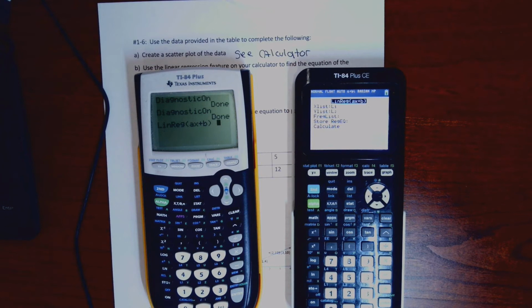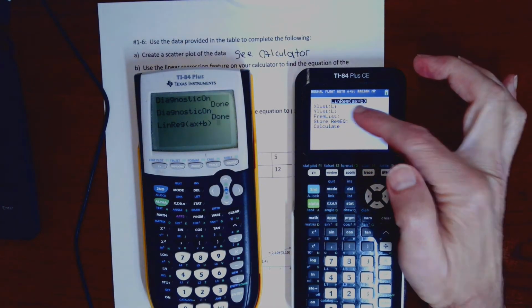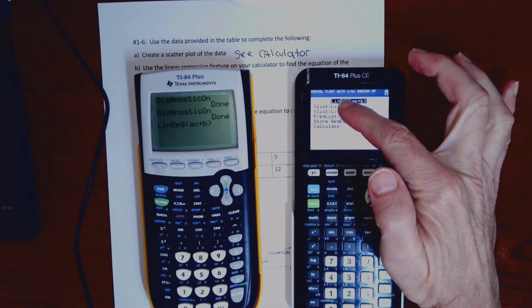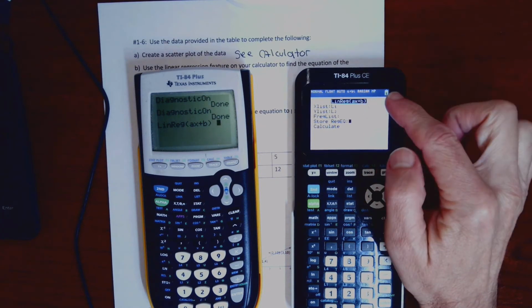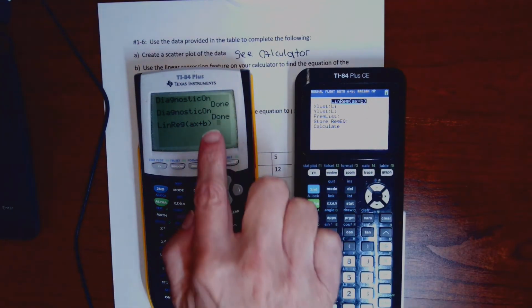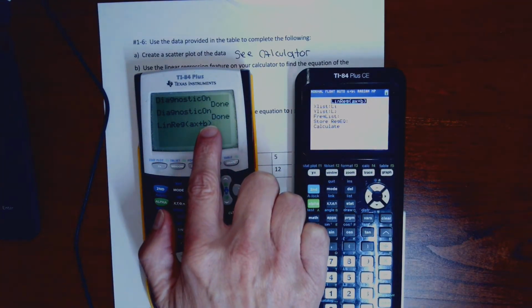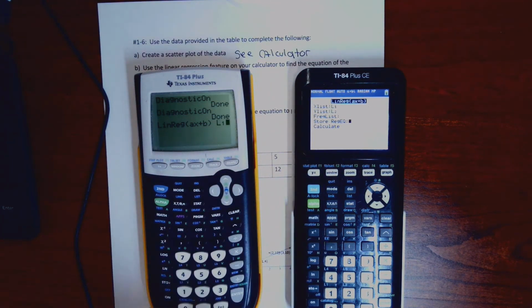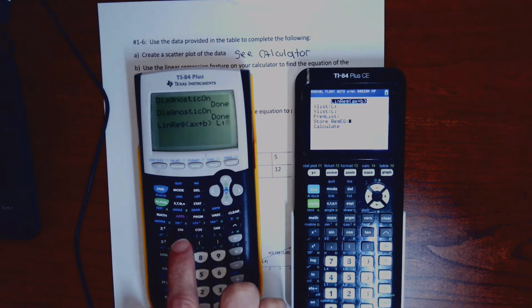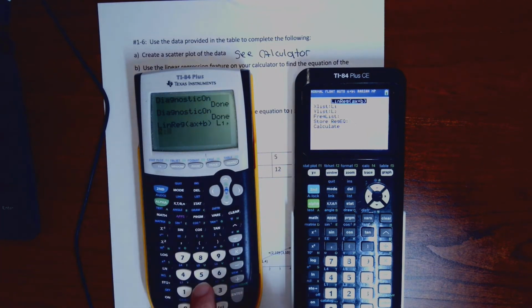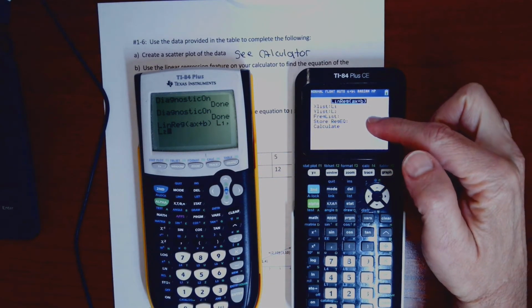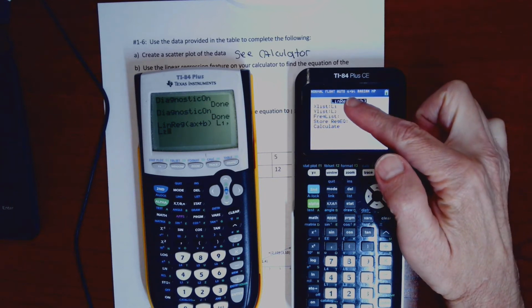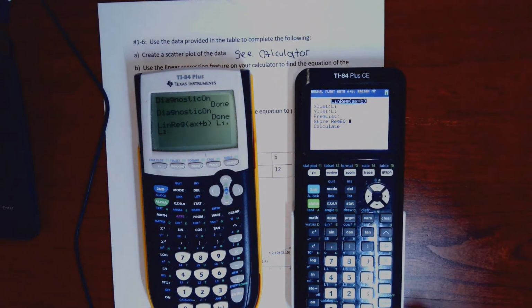On my older calculator, it doesn't say the list, so I need to tell it the lists. So on my older calculator, I hit the second button and the 1 key for list 1, and then comma, second button and 2 for list 2. Now we're kind of in the same place. We're doing linear regression. The x's are in list 1, the y's are in list 2.